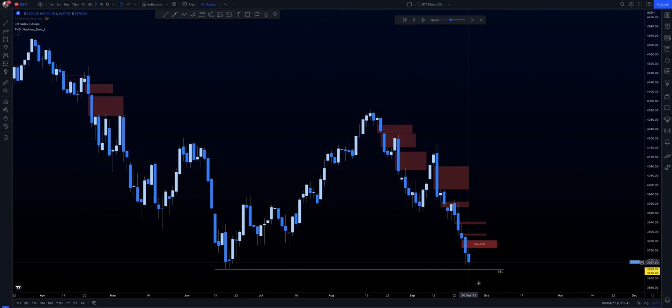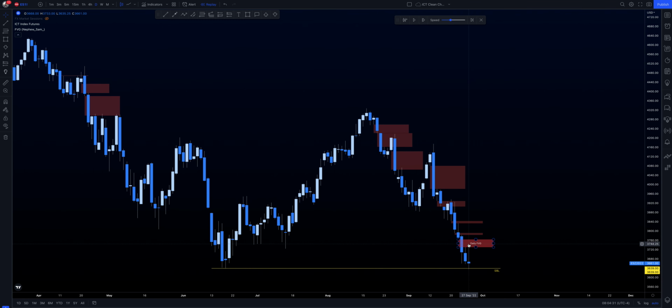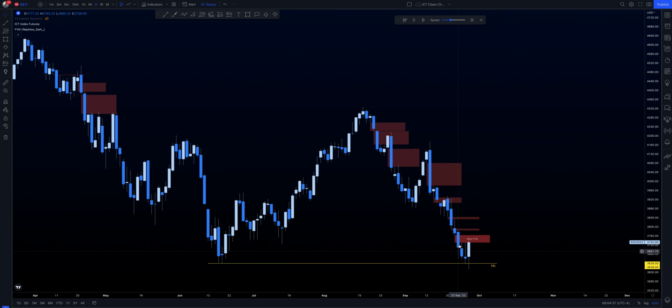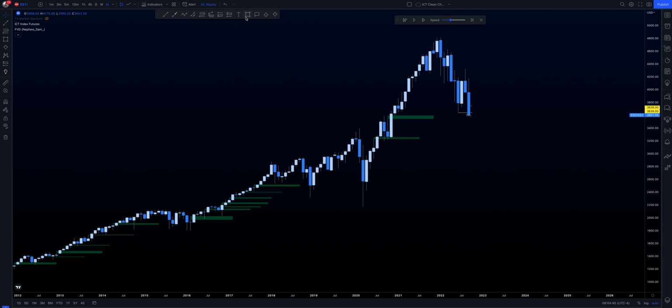What you're going to notice, I'll give you a quick run through. We created an outside day here, so we've cleared liquidity on both sides of the market. We did the same again, and now we're starting to engineer liquidity. We've taken this here. On the monthly time frame, we actually have this fair value gap.